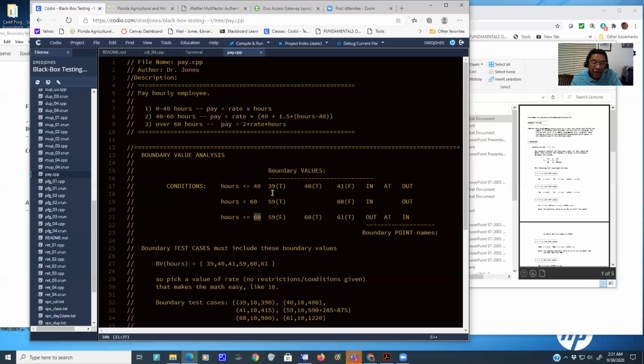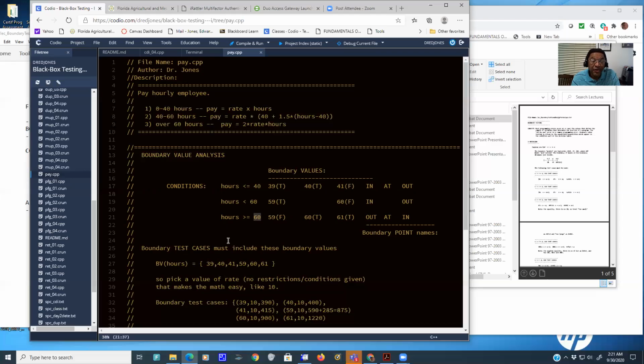So what I have shown for you is all these values that are close, that cause this condition to go from true to false or false to true. Those are the test values that I need for the variable hours. So if you look at all the values we have listed here, they really are a set of 6 values. Boundary testing says you must test using these values for hours. Notice that in this problem, we don't place any restriction on the rate. So therefore, there's no boundary situations for the rate.